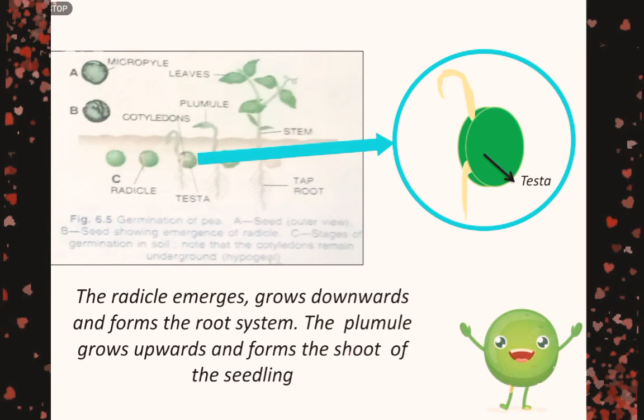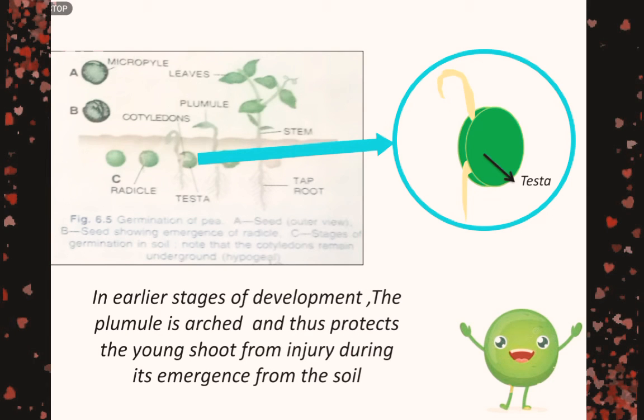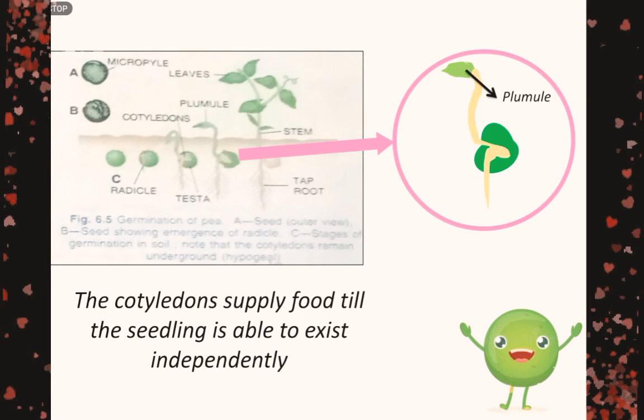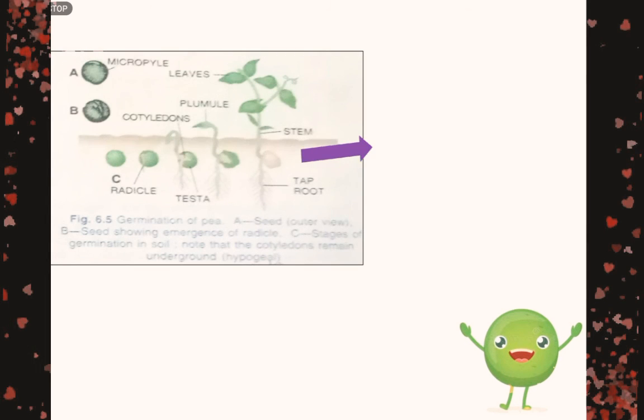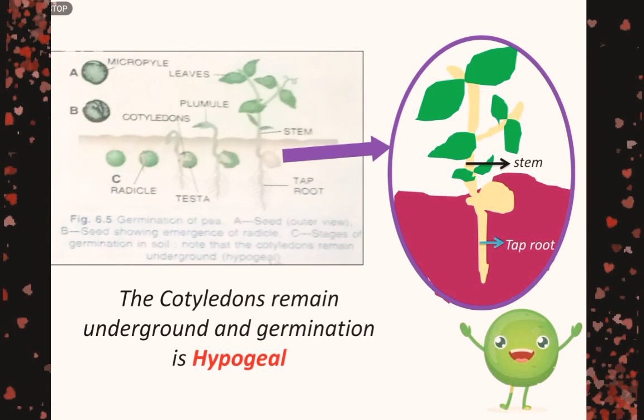The plumule grows upwards and forms the shoot of the seedling. In earlier stages of development, the plumule is arched and thus protects the young shoot from injury during its emergence from the soil. The cotyledons supply food till the seedling is able to exist independently. The cotyledons remain underground and the germination is thus called hypogeal.